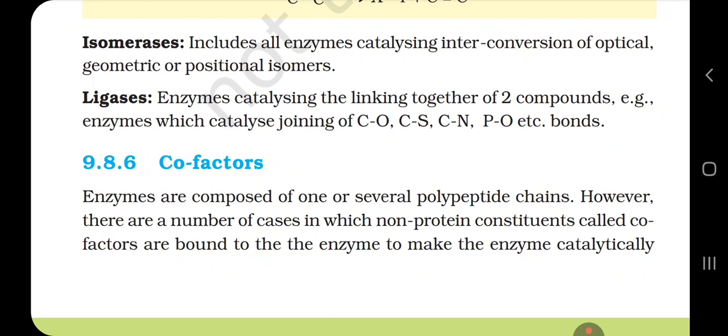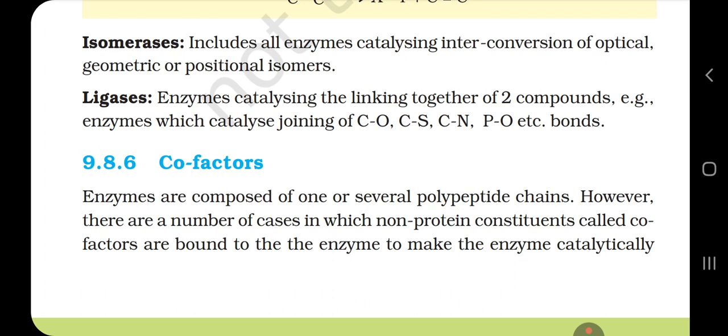Ligases are enzymes catalyzing the linking together of two compounds. For example, enzymes which catalyze joining of C-O, C-S, C-N, P-O, etc. bonds. That means carbon-oxygen, carbon-sulfur, carbon-nitrogen and phosphorus-oxygen bonds. 9.8.6 Cofactors. Enzymes are composed of one or several polypeptide chains.